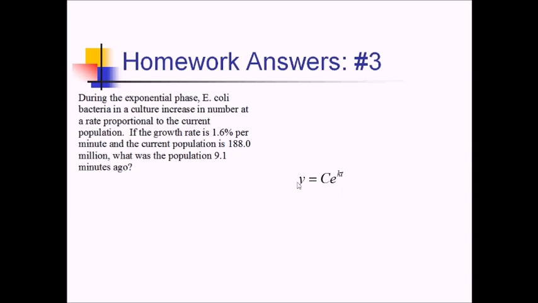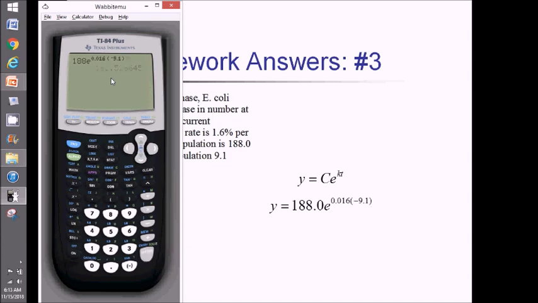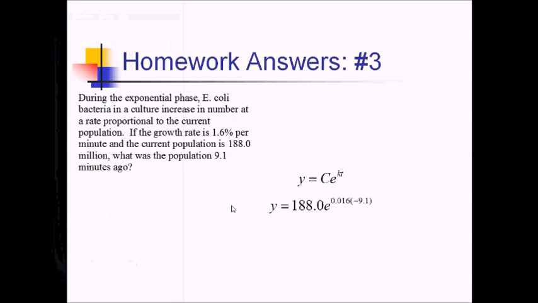So I'm going to just plug things in and use my calculator. We've got y equals a current value, a C value of 188, times e to the K value. The growth rate is 1.6%, so that's 0.016, and then the time is going to be negative 9.1 because we want 9.1 minutes ago. All right, let's plug it all in the calculator. Plugging all that in, I get about 162.527, and that's going to be, I guess, let's see here, millions of bacteria. Yep.